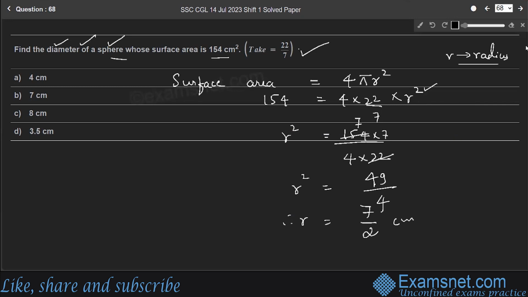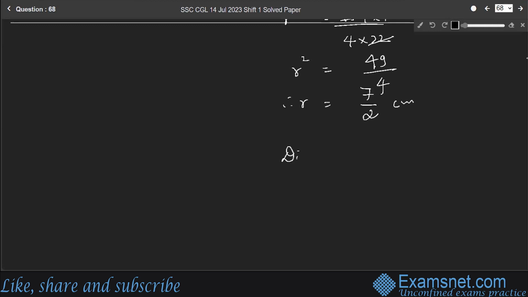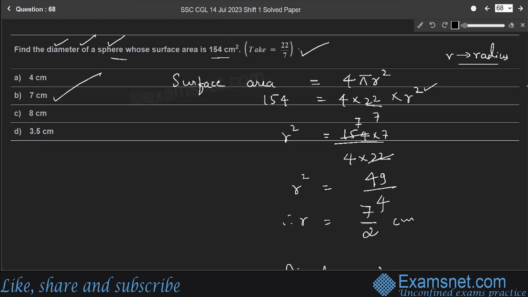Therefore, what is the diameter? The diameter is twice the radius, 2 times r. So it is 2 times 7 by 2, which is equal to 7 centimeters, the diameter of the sphere. So look at the options. Option B is the right answer.